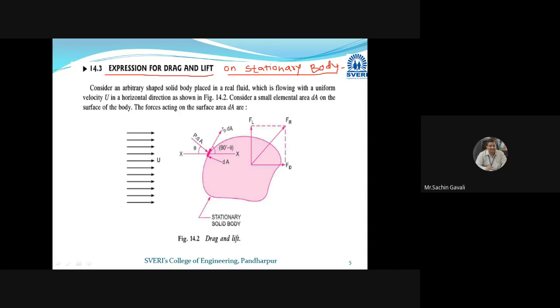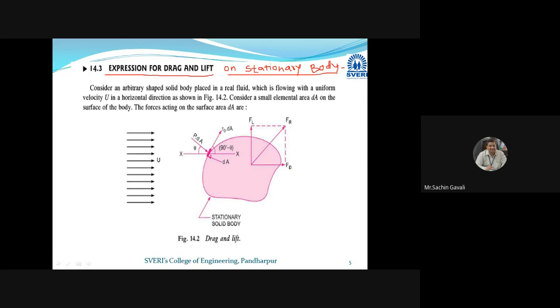Anybody? Whatever force is acting, we assume that the body is made up of n number of elemental strips or elements, and whatever component we calculate on that element, we integrate so that we get the total force, or total information of the force, on the entire body. So this is our usual mathematical method.